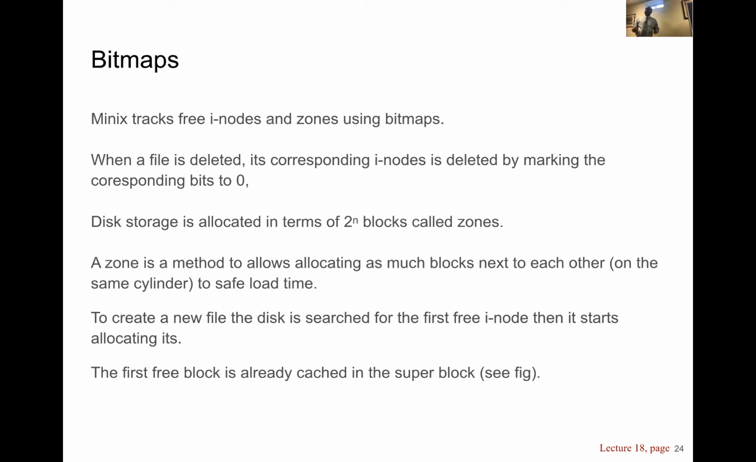As far as disk blocks or the data blocks for files are concerned, they are allocated in terms of 2 to the power n blocks. So you allocate them in chunks of 2 to the power n, and these chunks are referred to as zones in context of Minix. So you basically have multiple zones, and then in each zone you can have specific blocks. Now this zone concept allows us to allocate blocks next to one another when you create a new file. That's merely a heuristic, it's not a requirement.